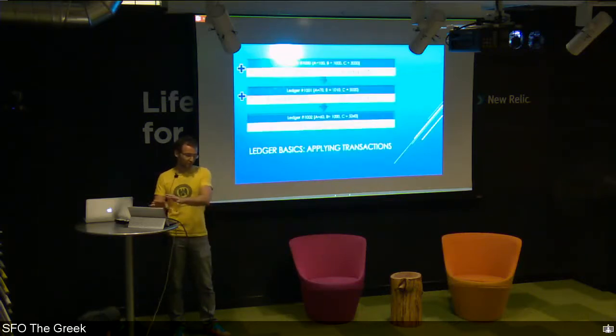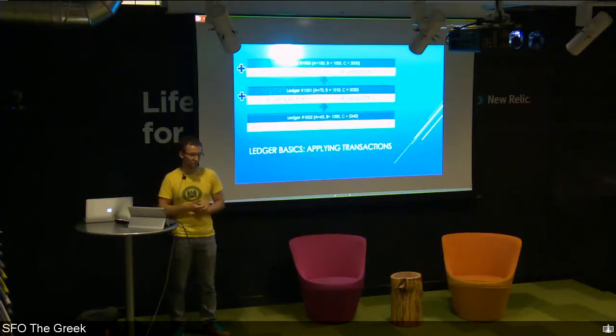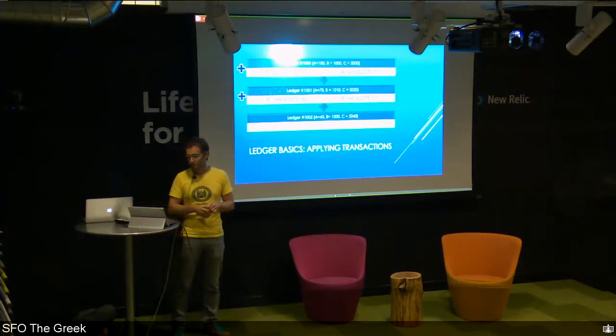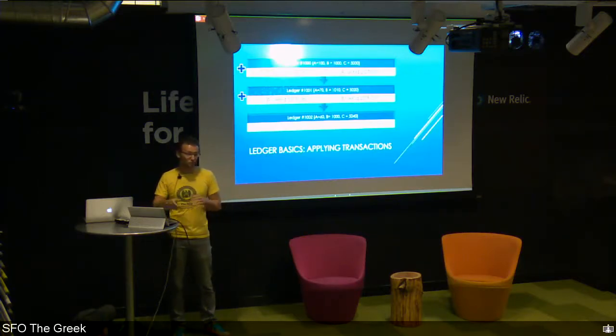So here I just have a very simple example of the ledger transitions I was talking about. A ledger, in this case, I have 3 accounts, A, B, C. They have 100, 1,000, and 5,000 as their balance. And then I have 2 transactions coming. The first one is A sends 10 to B, and the other one is A sends 20 to C. Together, those transform the ledger into the next ledger, and you end up with the updated balances.